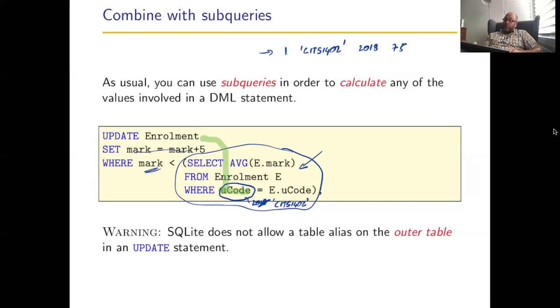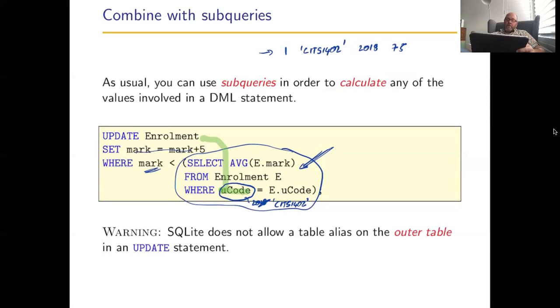So this subquery has to be run once for every row of the enrollment table, because every row of the enrollment table potentially refers to a different unit. So the average then has to be recalculated for that different unit, and so on and so forth.